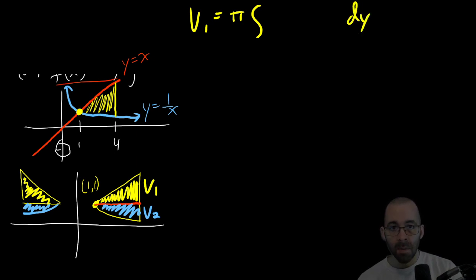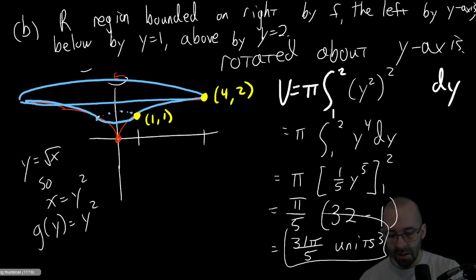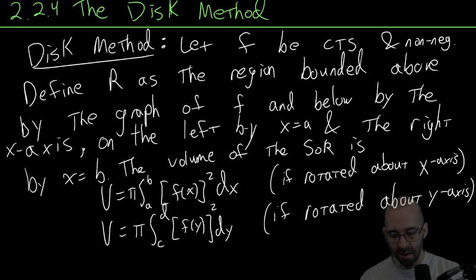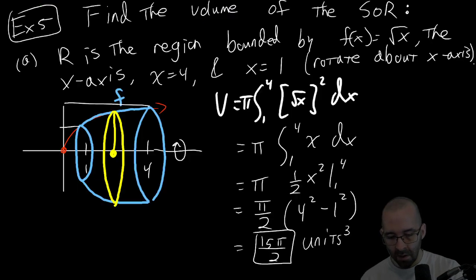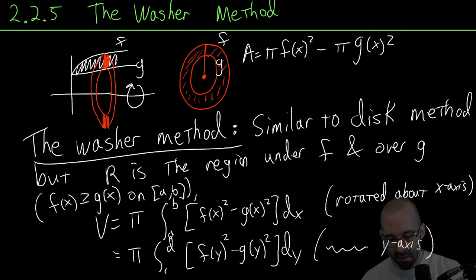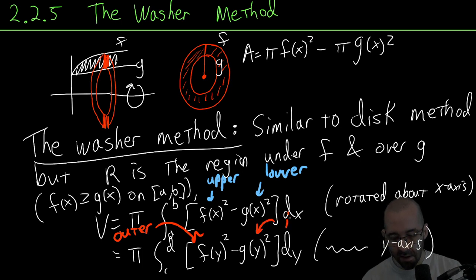And it's not upper minus lower. It's outer minus inner. That would be a good thing to add to the disk method in your notes, honestly. Or the washer method in your notes. Right here is upper. And that's lower. Not lover, lower. So we pretend that's a W. And then down here, that's outer minus inner.